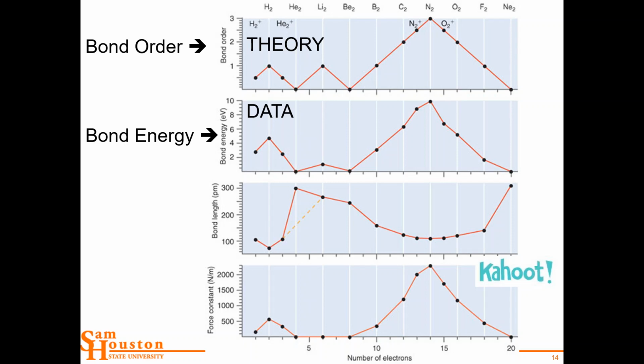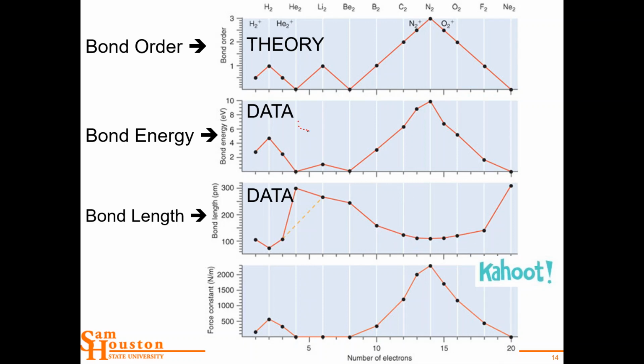And so then if it's a stronger bond, it ought to have a smaller bond length. And so the next one's bond length. The strongest bond has the smallest or shortest bond length. Higher bond order, shorter bond length. It's not as sharp down here at the bottom. So it's an inverse relationship.